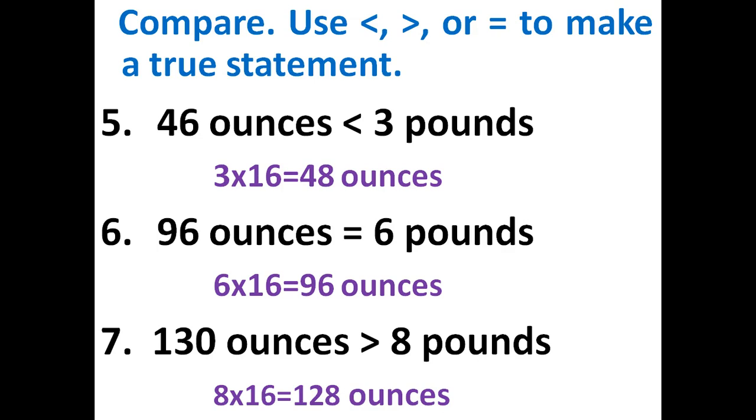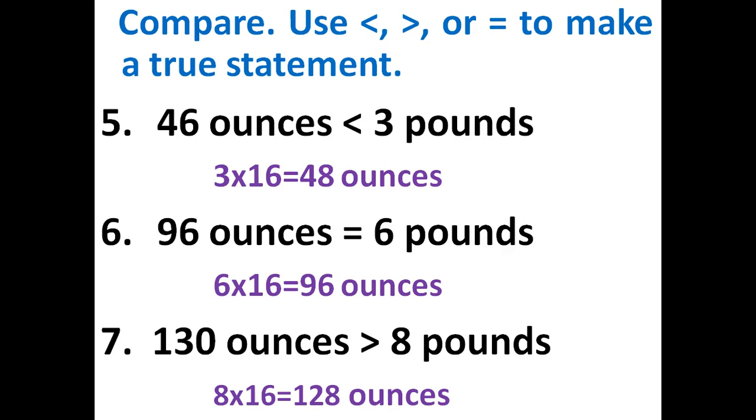Next number is 6, 96 ounces, and other side is 6 pounds. Now see the working. If you want to convert pounds into ounces, you have to multiply by 16. 6 multiplied by 16 is 96. 6 pounds is equal to 96 ounces. Both the numbers are equal, so we'll put an equal sign here.